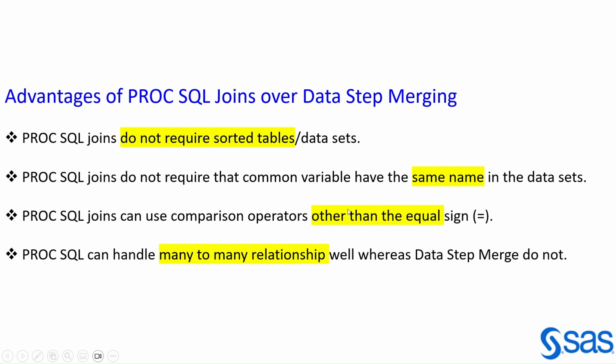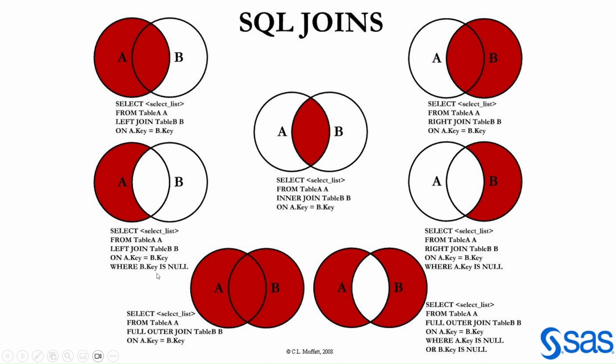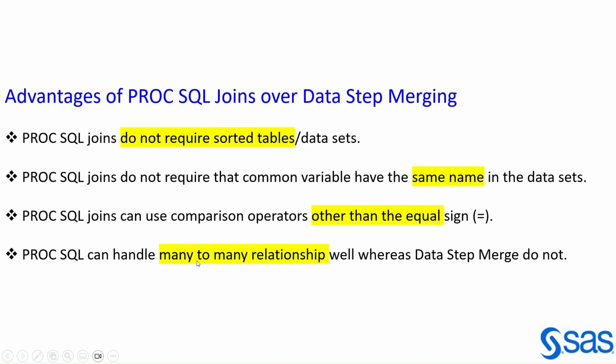As I showed you in my previous slide, here we are using IS NULL. We are not using equal to missing or something like that. So that is an advantage of Proc SQL. And the biggest advantage of Proc SQL is that it handles many-to-many relationships, or many-to-many merges, well, whereas the DATA step program doesn't work well when you use many-to-many merging of your data sets. So these are the few points that you have to remember.